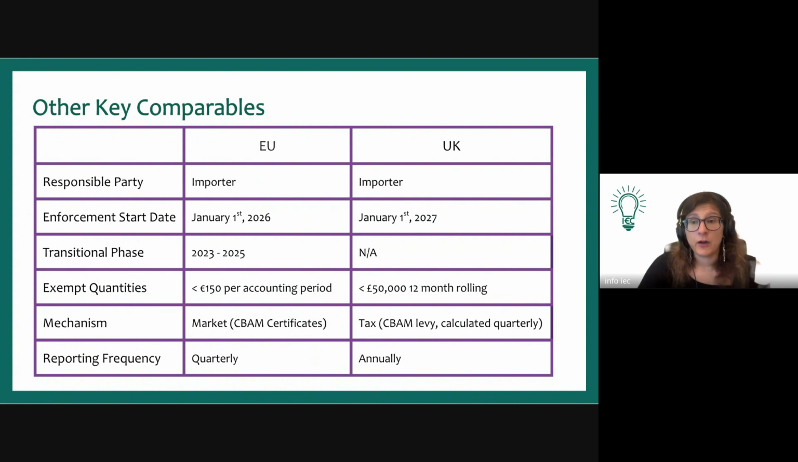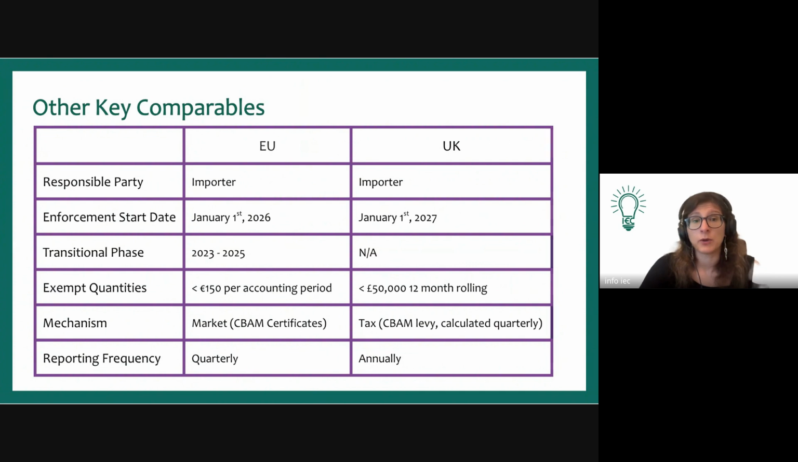The kinds of importers that are in scope vary between the two regimes. And so in the EU, if you import anything over €150 worth of in-scope goods, whether that's steel, aluminium, electricity, in a single accounting period, you must register with your country of residency's CBAM register and begin reporting on CBAM. So that's a lot lower than in the UK, where it's £50,000 worth of goods per rolling period, 12-month rolling period. And again, that difference is kind of crucial because a single accounting period is fixed, whereas in the UK, you've got that flexibility for a 12-month rolling period.